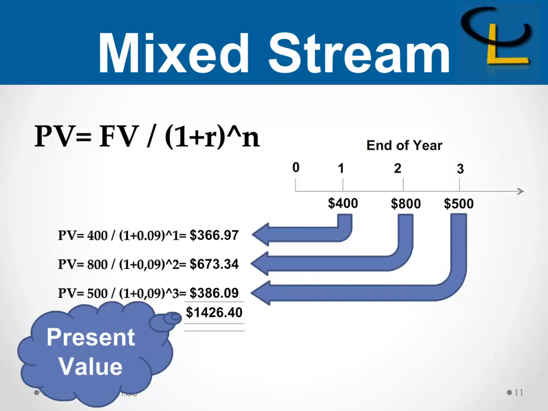And finally, we calculate the amount of the first year. So we have only 1 year. The present value equals 400 divided by 1 plus 9% to the power of 1 as we calculated before, and we get $366.97. And we sum up all of these numbers that we got, and we get $1,426.40, and this will be the present value.